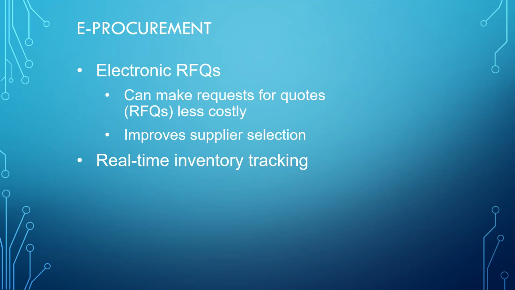The organization can request a quote electronically through a standard request for quote, which can improve supplier selection. In addition, electronic procurement can provide real-time inventory tracking since it will be marked shipped from the supplier and received at the firm.